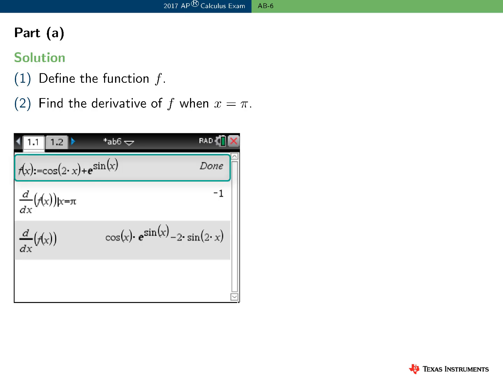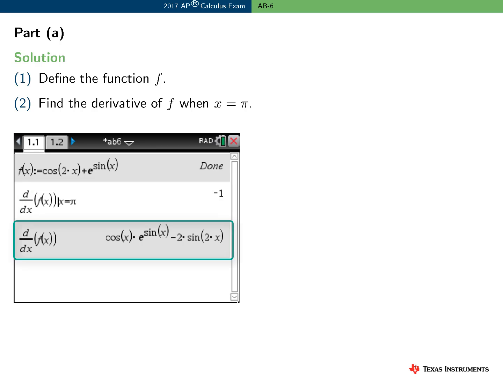I'll solve this problem using the TI-Nspire. First, I defined the function f, and then I simply found the derivative of f and immediately evaluated it at x equal pi, and there's the answer, -1.